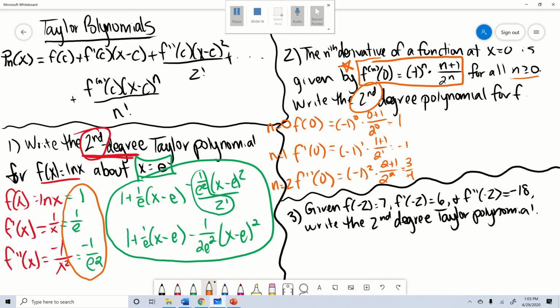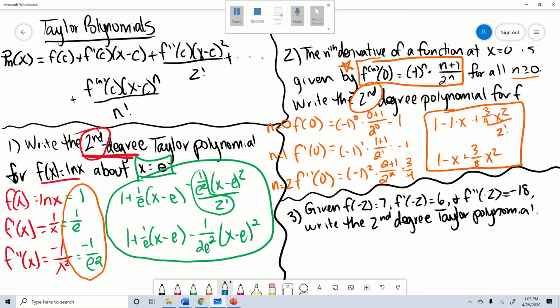So your first term, f of 0, is 1. F prime is negative 1. This time it's just times x, because if you do x minus 0, that's just x. And then you have 3/4 times x squared over 2 factorial. Again, it's 100% right to leave it like that, or you can simplify it down to plus 3/8 x squared. So either of these would be fine for your answers.